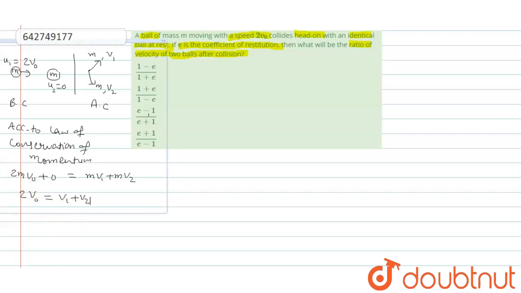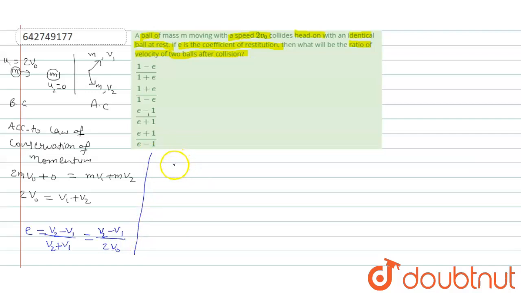And by definition, coefficient of restitution is (v2 minus v1) divided by (v2 plus v1), right? Equal to (v2 minus v1) divided by 2v0, right? So we can find from it v2 is equal to 2v0e plus v1, right? This is the second equation and this is the first equation.